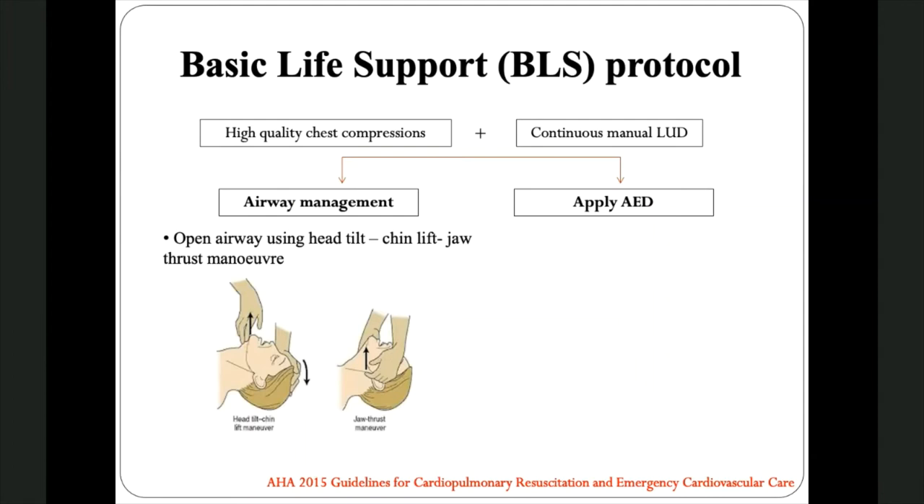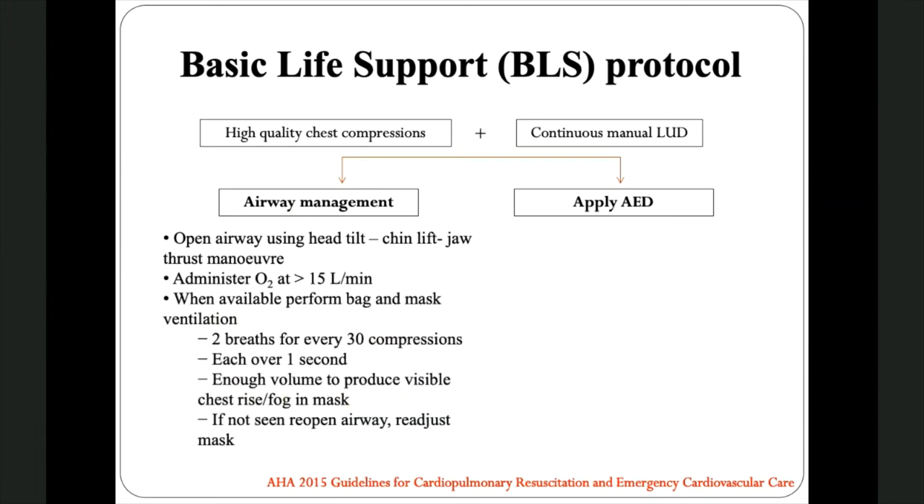For that, chin lift and jaw thrust is a very important maneuver. Your chin should be tilted, lifted, and the jaw should be thrust up anteriorly, as seen in the picture. This is a very important maneuver. It makes sure that the mouth opening is in clear connection with the trachea. Then after that, delivery of oxygen at the rate of 15 liters per minute should be ensured.